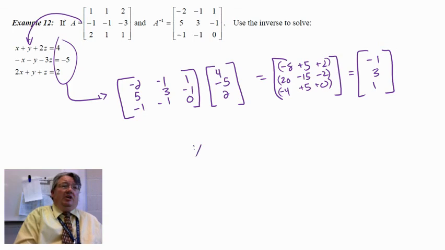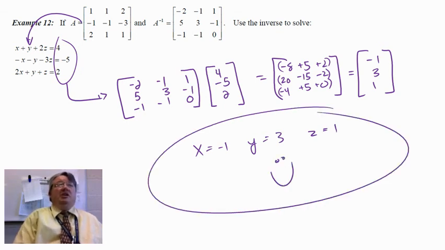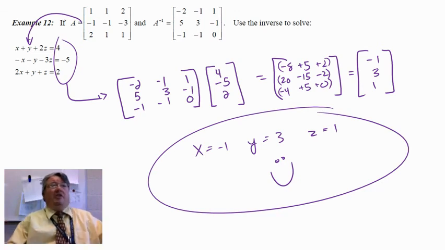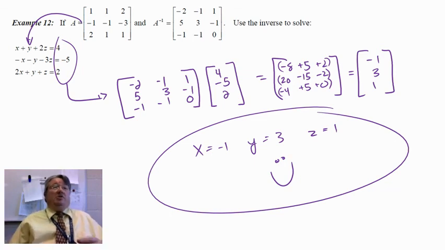And all of a sudden, I know x is equal to negative 1, y is equal to 3, and z is equal to 1. And I've solved that matrix using an inverse matrix. So if I know the inverse matrix already and I don't have to find it, this is a great way to solve it. So the back half of this focuses on finding inverses and using them to solve equations, also confirming inverses, where you multiply a matrix times a matrix and you get an identity.